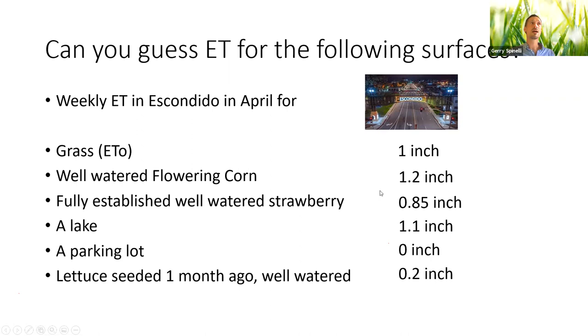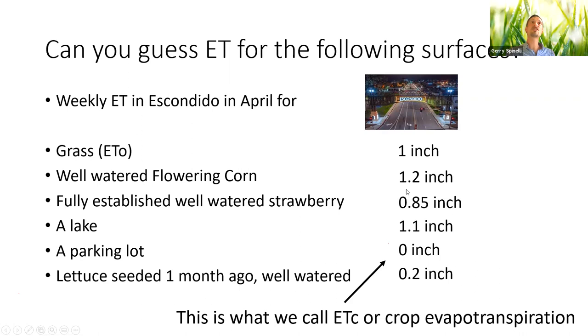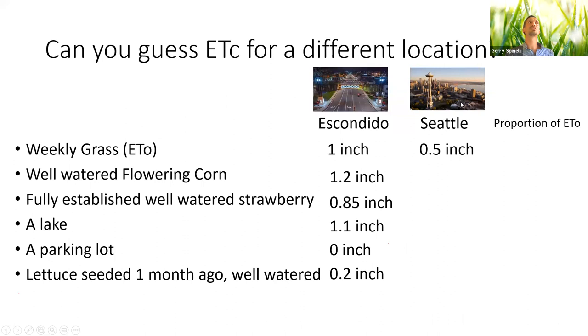Okay, now this ratio. So we just guessed what ETc is, right? The crop evapotranspiration. And you can see that there is a proportion to reference ET, to grass ET. So now I want you to guess it for my girlfriend. Remember we said, well, my girlfriend up in Seattle didn't have to water her zucchini plant as much as Gerry that was down in Davis. So let's say that Seattle in that same week in April had half of our reference ET. So I wanted to guess how much that corn would have used if it had been in Seattle instead of in Escondido.